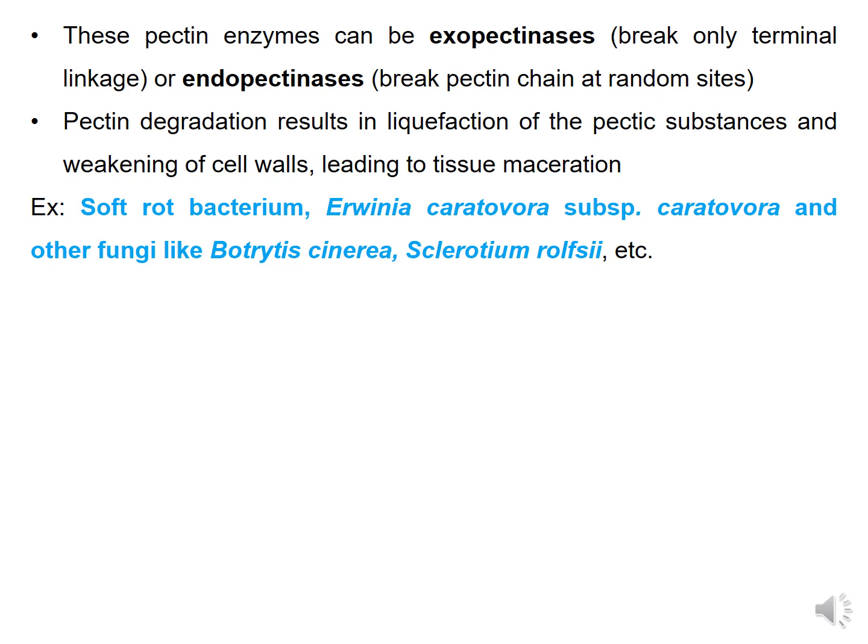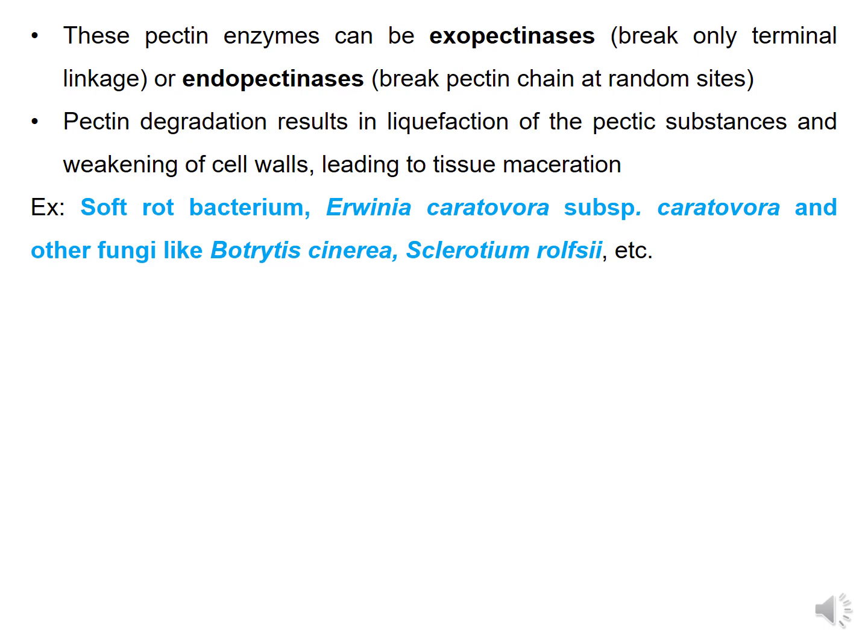and soft rot bacteria. Soft rot bacteria, for example, we have to remember Erwinia carotovora subspecies carotovora. We have to take note of these examples. Soft rot bacteria, that means Erwinia carotovora subspecies carotovora, and fungi like Botrytis cinerea and Sclerotium rolfsii. These are the fungi and bacteria which produce the pectinases.